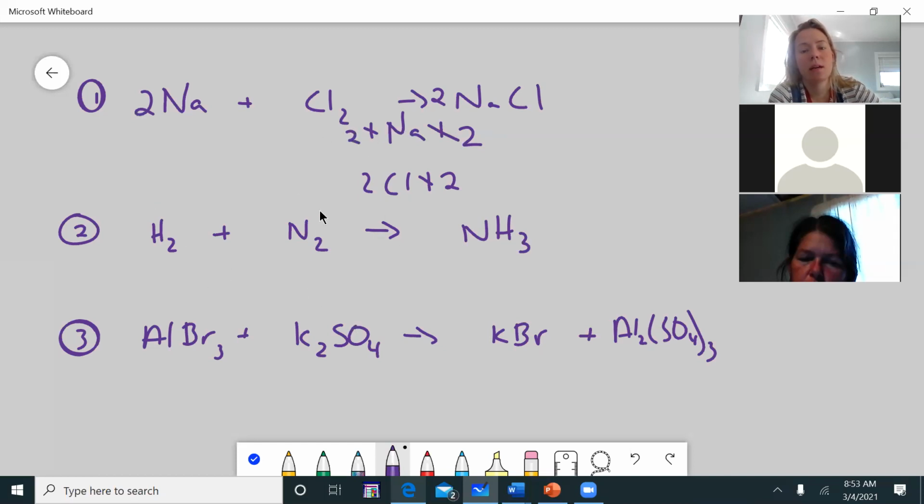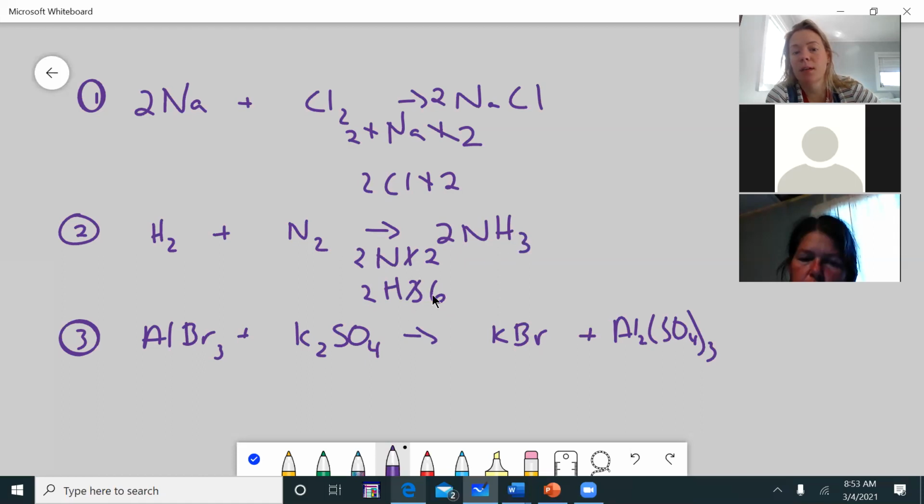This next one here, I have nitrogens and I have hydrogens. I start with two nitrogens and two hydrogens. I am ending with one nitrogen and three hydrogens. So those are definitely not balanced. So if I've got two nitrogens here, I need to have two nitrogens over here. So I'm going to put a two here. That changes this to a two. And then it also changes this to a six.